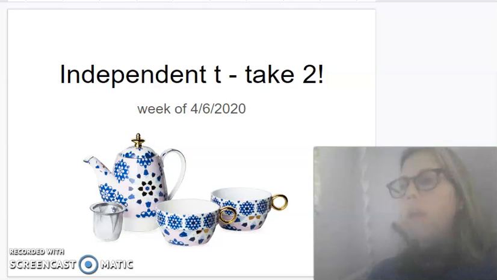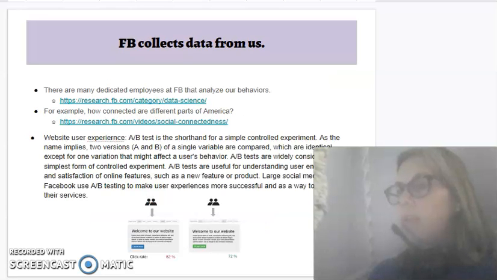So we're moving on with this, and part 2 connects to your Facebook homework. We're just going to go over some more with calculating that independent t.